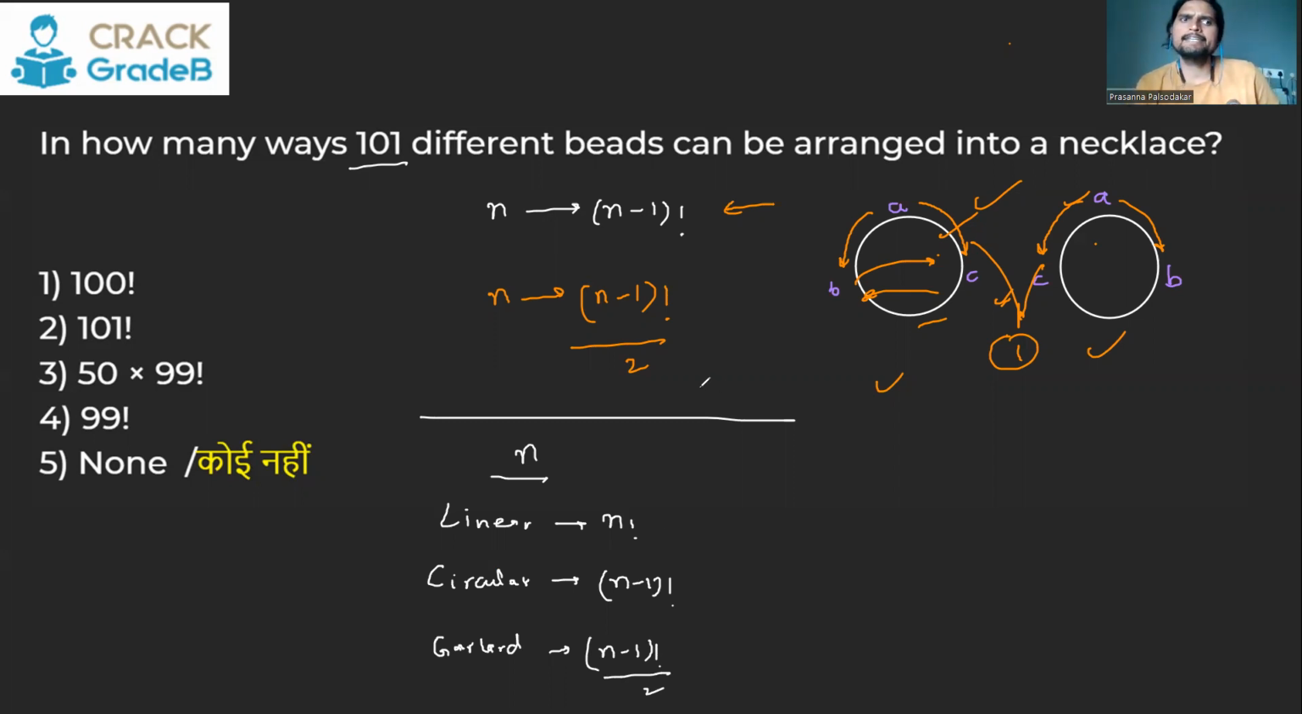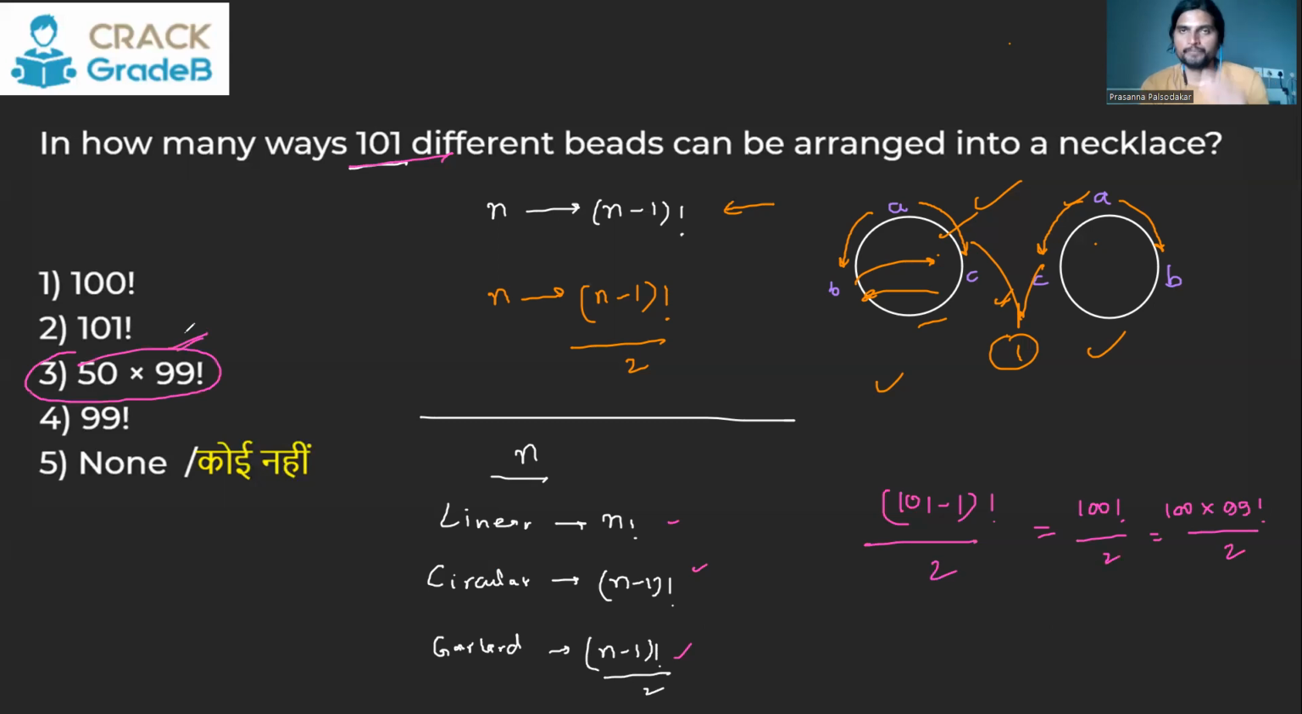But as I keep telling you, it is not important to understand this topic in depth. You can just see these typical conditions and remember the formulas. So garland arrangement wise, there will be n minus 1 factorial upon 2 ways. And if there are a total of 101, you can just say 101 minus 1 factorial upon 2, that is 100 factorial upon 2. 100 factorial, you can say 100 into 99 factorial upon 2, means 50 into 99 factorial. 50 into 99 factorial will be the answer.